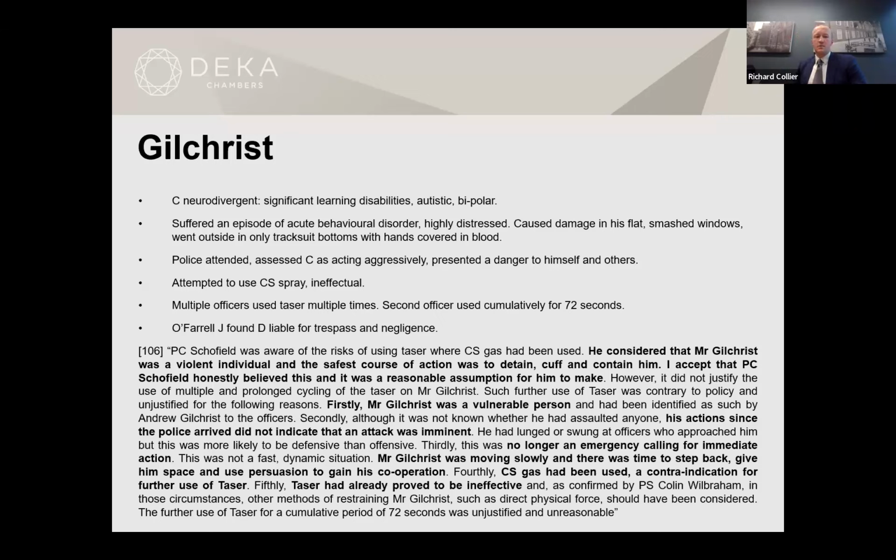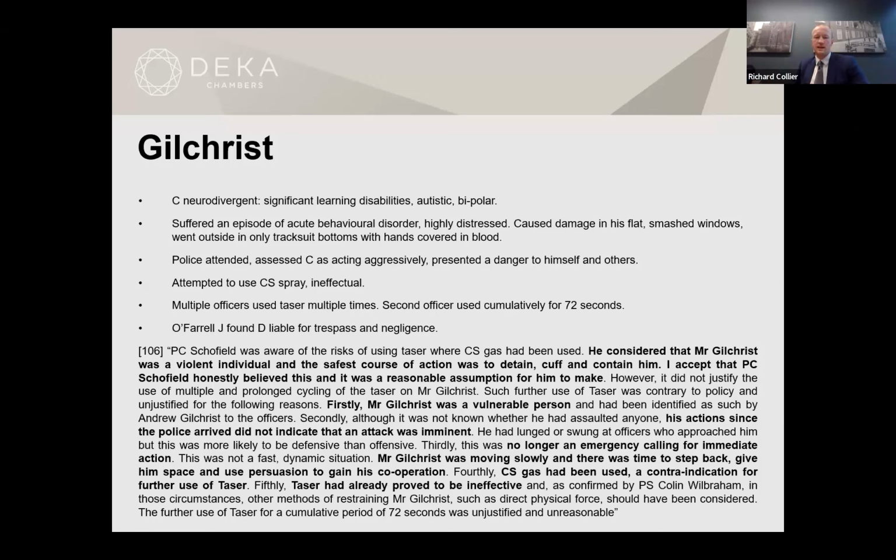Secondly, by the time that the taser was used, he wasn't attacking the officers proactively. He was lunging at them when they approached him, but it was more likely to be defensive. So his behavior wasn't indicating that attack was imminent.